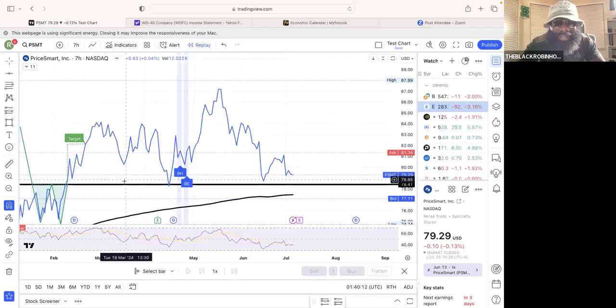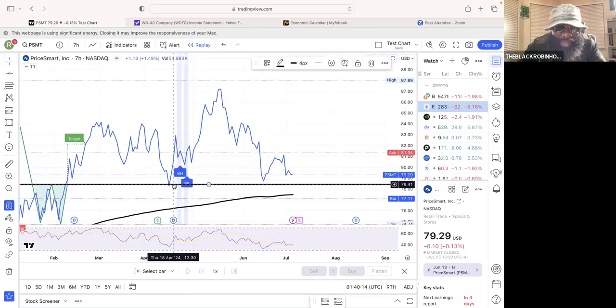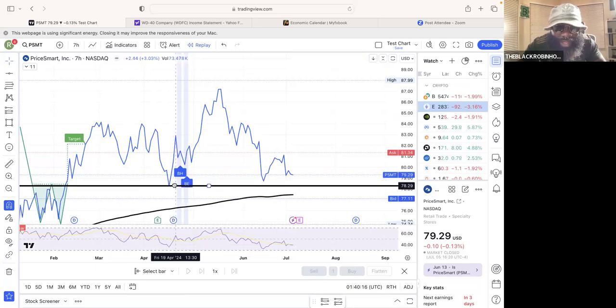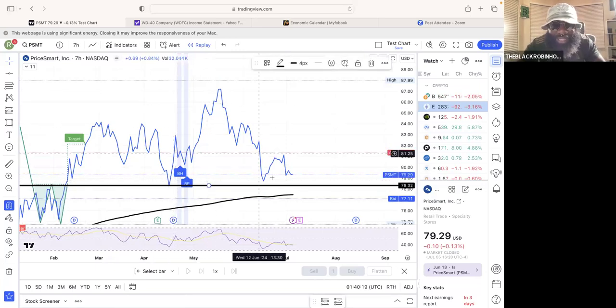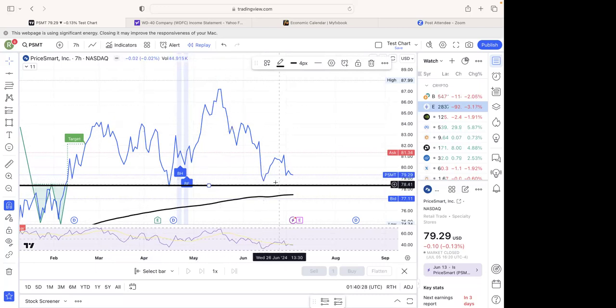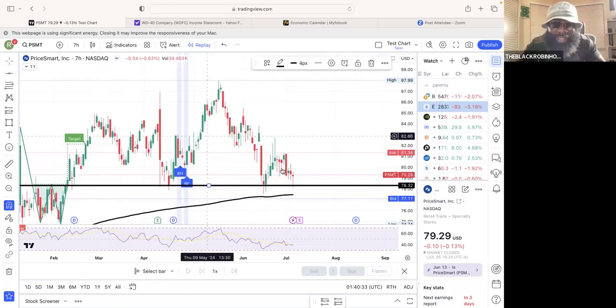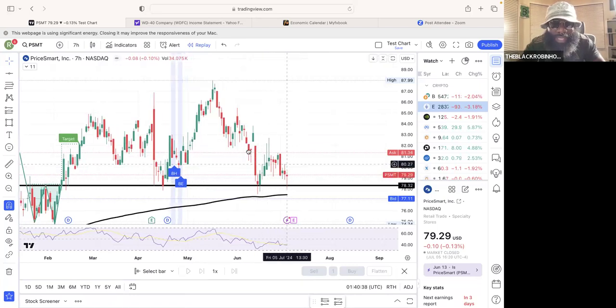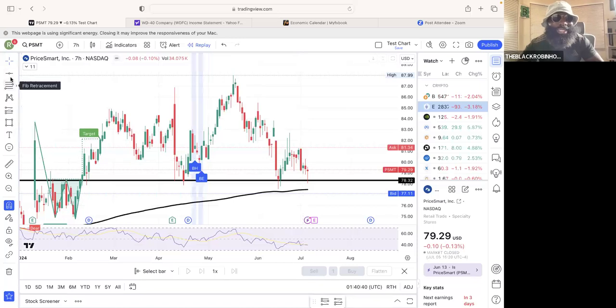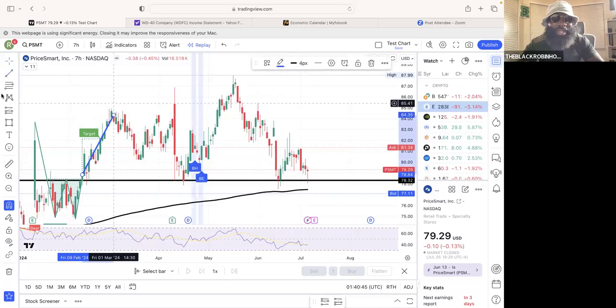But you see this? Look how it hit this point. Right here, bounce. It's right there again. The only reason it's not touching this line is it didn't close below the line. That's why it's not touching it. So if I switch it to a candlestick, you see, it hit it, pop, and now we're right there. It's price action, baby.